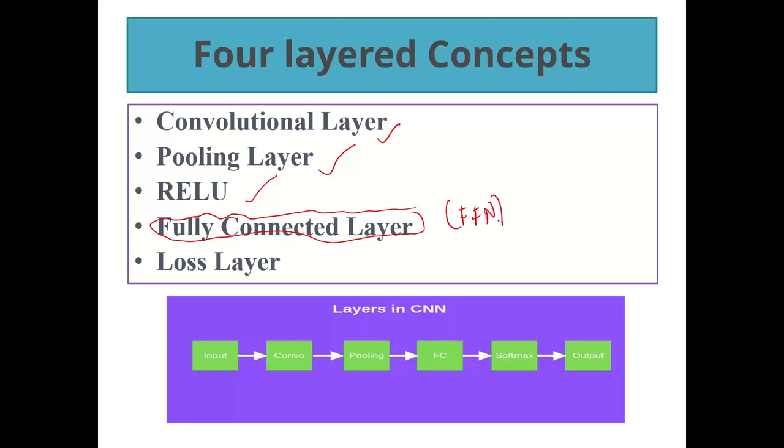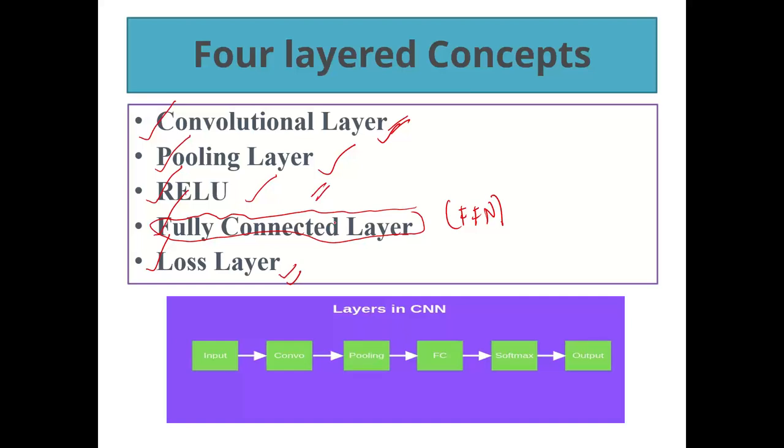We introduce layers before the neural network, and then after that the loss layer, or we can say the output. So generally a convolutional neural network contains a convolutional layer, pooling layer, ReLU layer, fully connected layer and loss layer. Now we are going to discuss what exactly the convolutional layer is, and what exactly the pooling layer is.